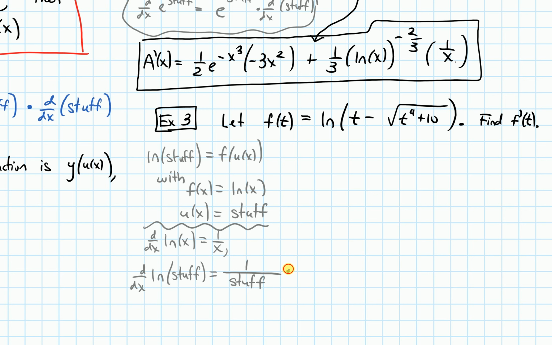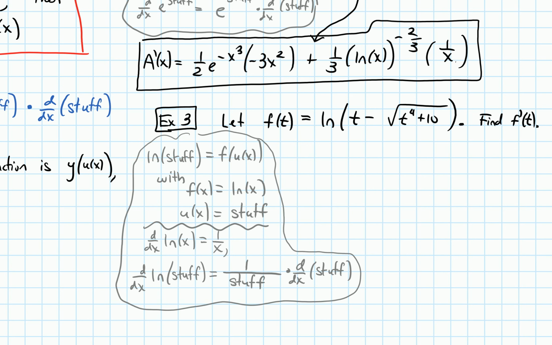But then we multiply that by the derivative of the inside. We multiply by the derivative of the stuff. So that's the memory trick for what the derivative of ln of stuff looks like. The derivative of ln of stuff is equal to 1 over the stuff times the derivative of that stuff. And this comes from the chain rule. All right, so let's use this to take the derivative in our example.